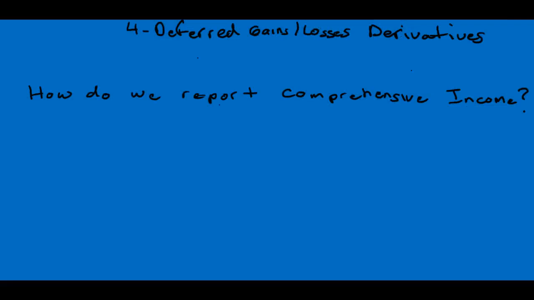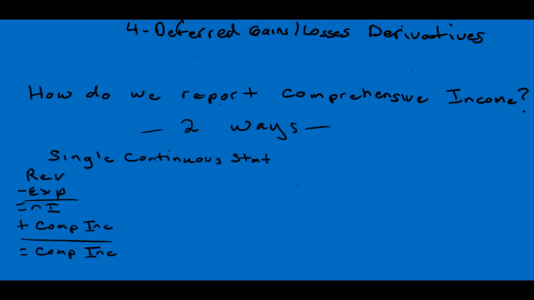So then, how do we report comprehensive income, you might be asking yourself. One way to report it, and there are 2, is to show it in a single continuous statement where you take revenues minus expenses and compute net income in the common way that you've always computed net income, and then increase or decrease that for the 4 comprehensive income items to come up with comprehensive income. And in this fashion, you have one single statement that shows net income and comprehensive income on it. That's one choice.